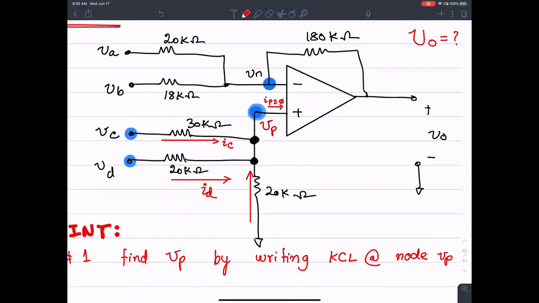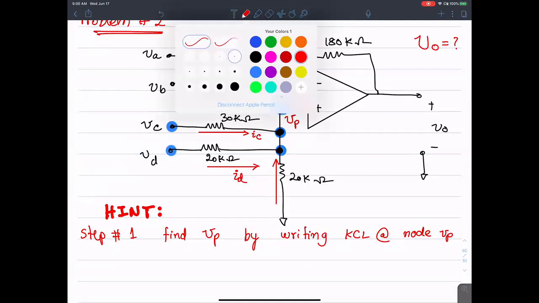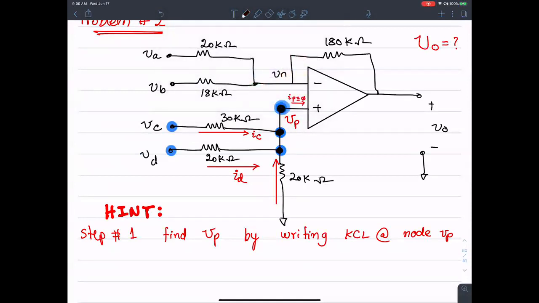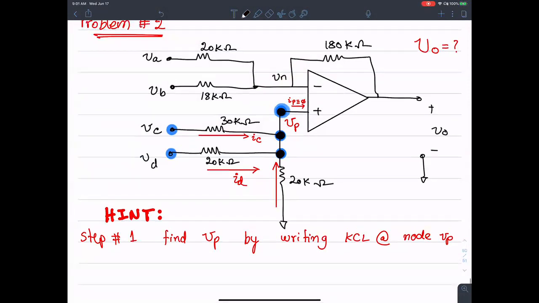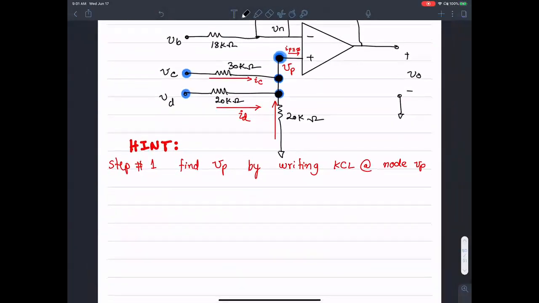That's 0, right? Yeah. So now the observation that we want to make is that everything is going into node VP. This node is exactly the same as this node, is exactly the same as this node. So even though I have shown them using 3 different nodes, they're still representing the same potential because there is no circuit element, resistance or capacitance, nothing in between them. So all the 3 nodes here shown in black are exactly at the same potential VP.